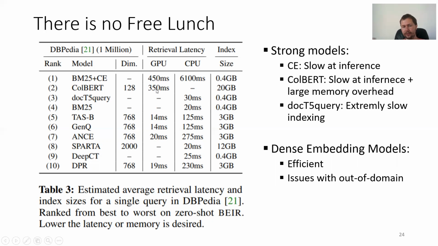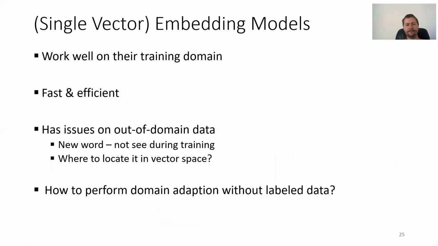ColBERT is a bit faster than the cross-encoder, but the index size is quite large, so you have a large memory overhead. Doc-T5-query is quick at inference and the index is small, but it's extremely slow at indexing. So if you have to index a large corpus of millions of documents, this is really expensive and really slow. Dense embedding models are efficient, but they have issues with out-of-domain data.